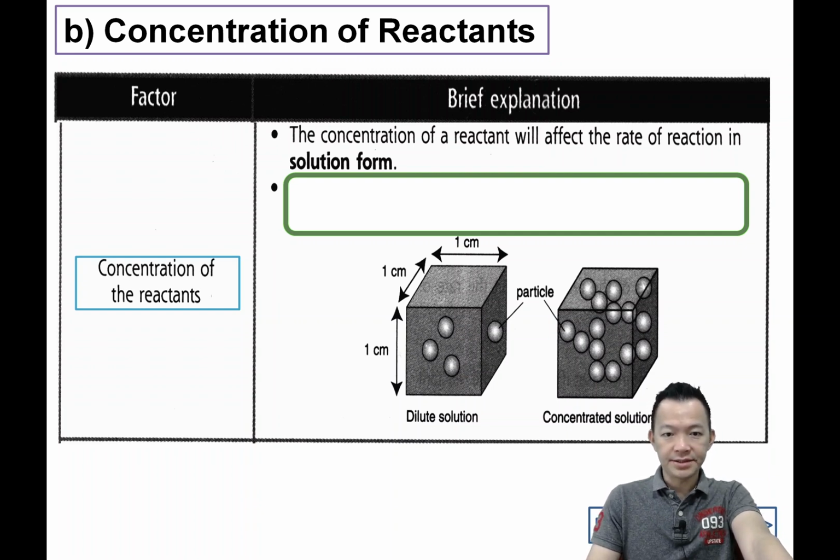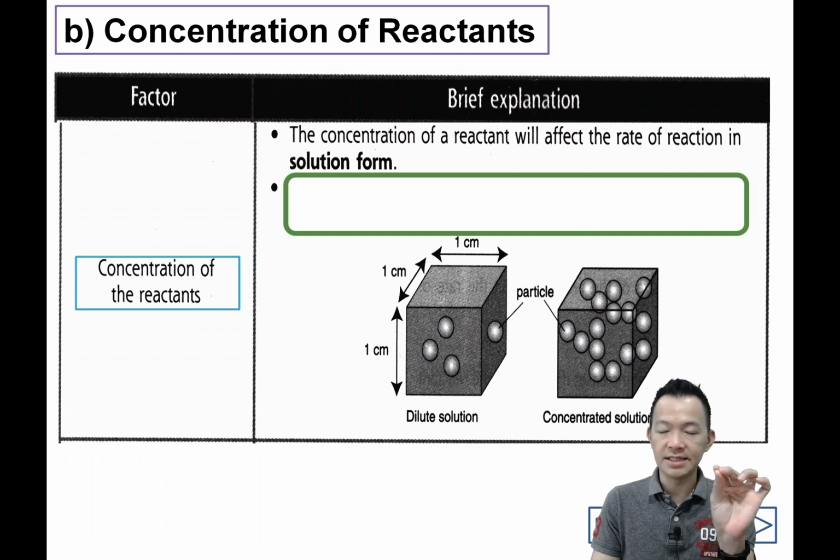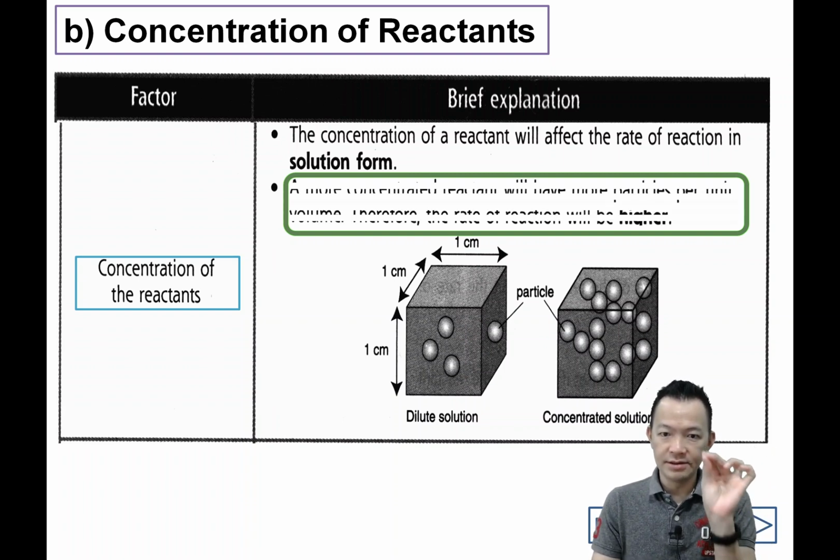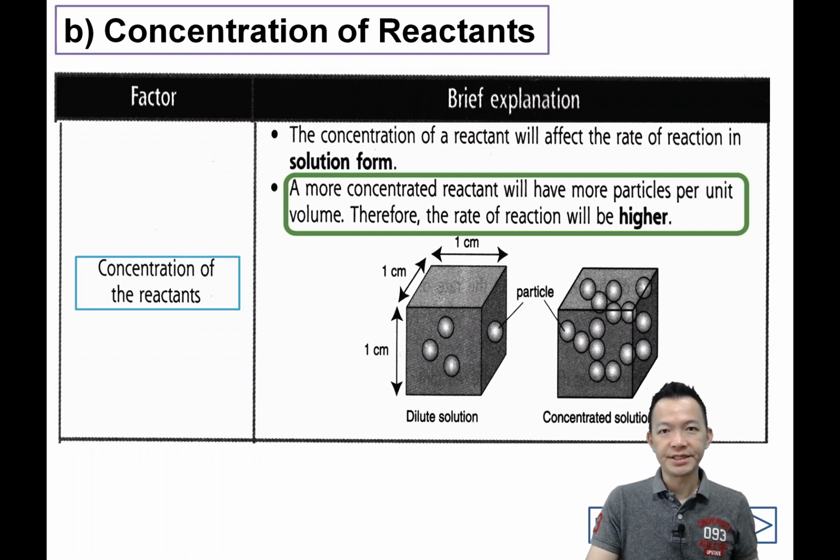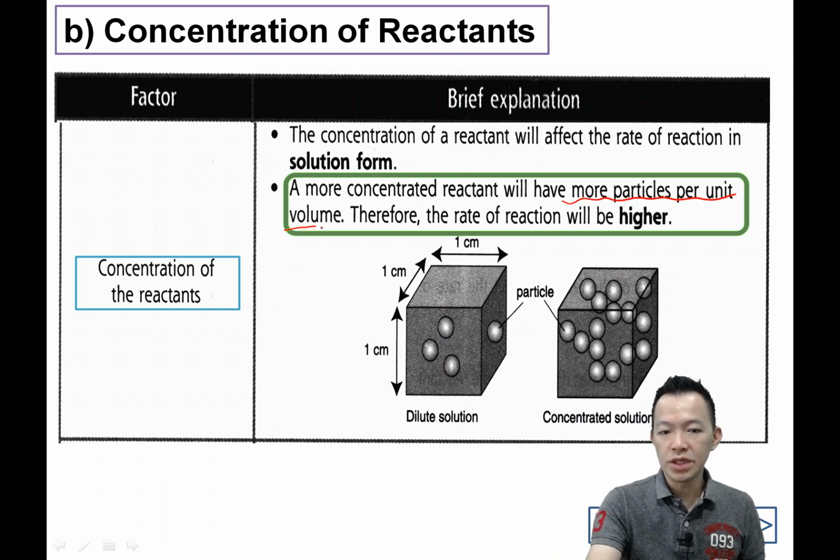And when we talk about concentration, they are in solution form, 它们都是 solution. So 什么叫 solution? 液体的形态啦。Now, a very important sentence, 有一句重要的话，然后抄下去，很重要的，真的。A more concentrated reactant will have more particles per unit volume. Copy first, 先抄，什么意思呢？A more concentrated reactant, 比较浓的反应体, will have more particles per unit volume.